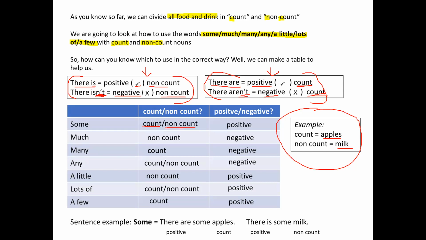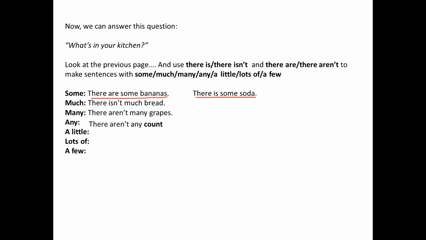So we can make 2 sentences which are negative. So there aren't any count, and there isn't any count, non-count. So there aren't any bananas, there isn't any kimchi. Both is possible.